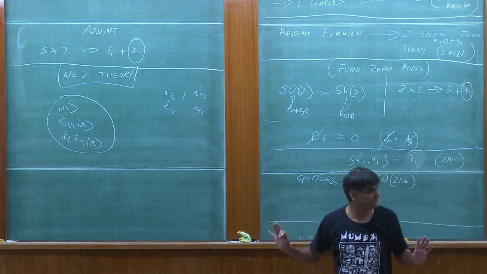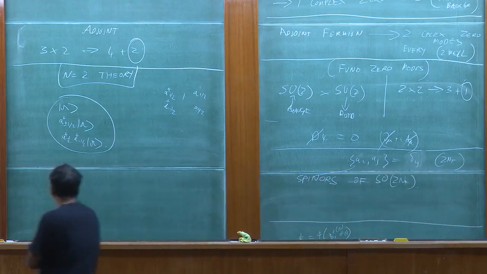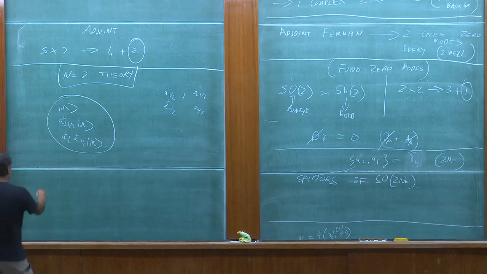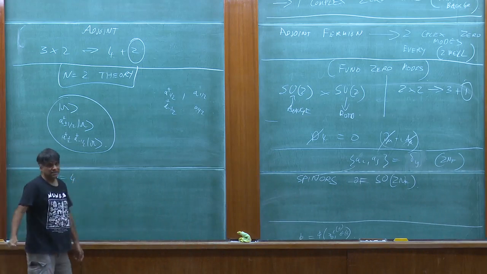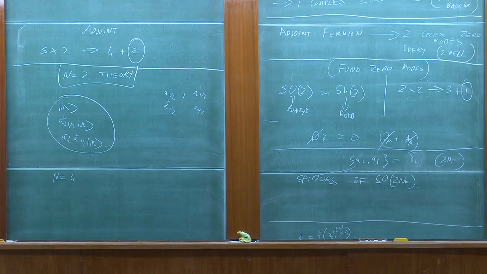Is this clear? Okay? Now finally, let's get to the N equals 4 theory. We can think of it in two ways, both of which will give us the same answer. The first way is that the monopole, by the end of the class I will tell you how you can see that the monopole preserves half of the supersymmetries. But let me not break the flow now.